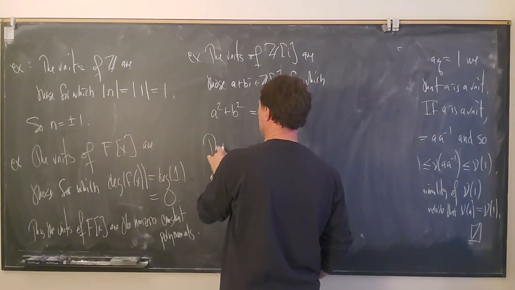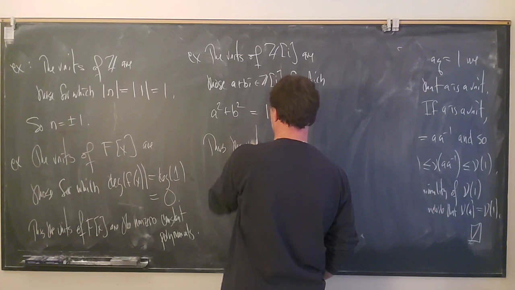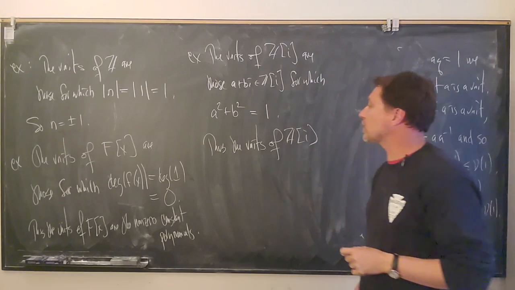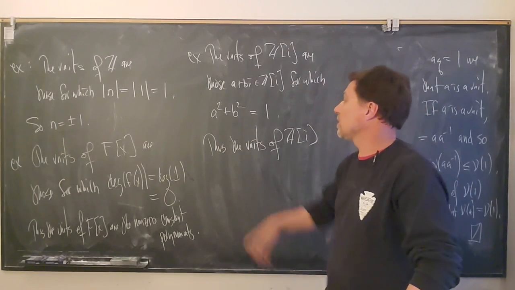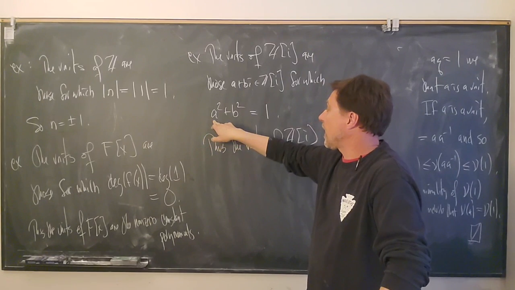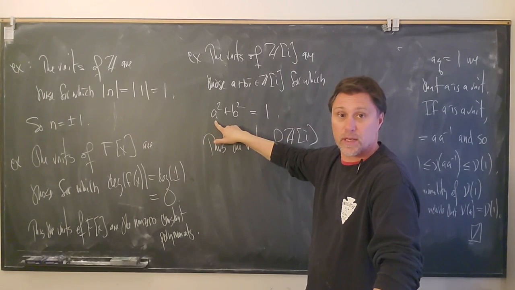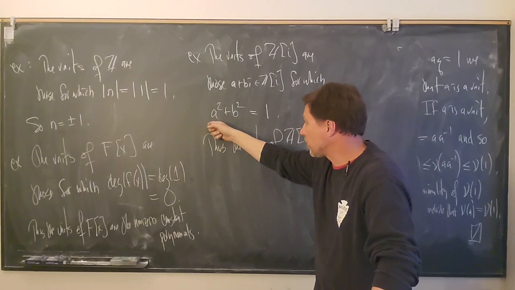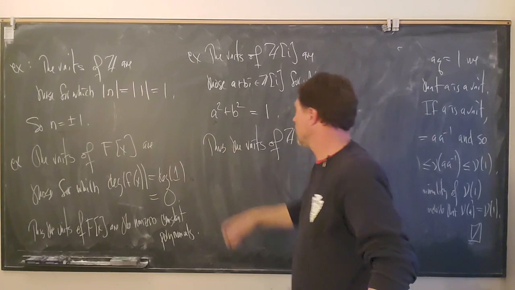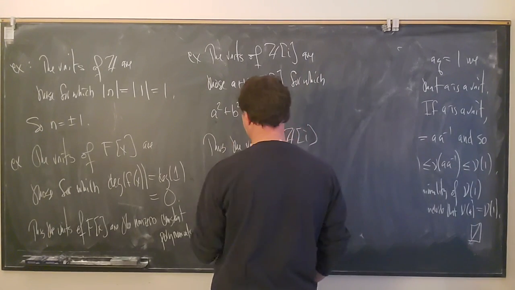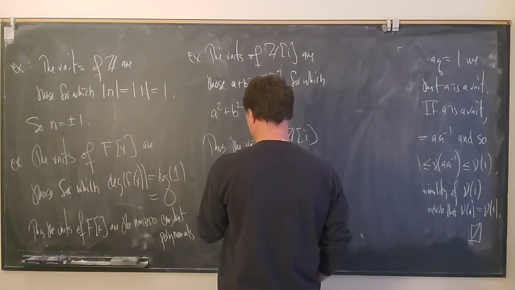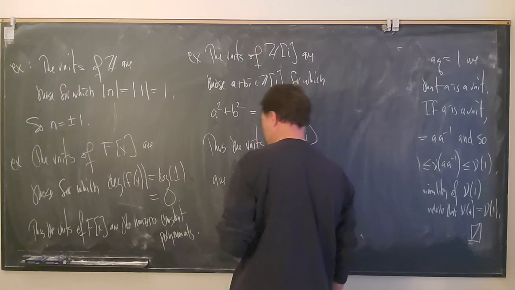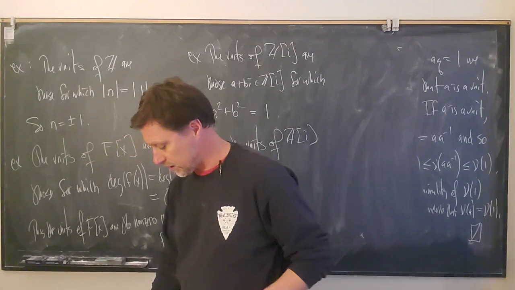Thus, the units of Z[i]: if I have a squared plus b squared equals 1, and we're working with the integers, that tells us that a has to be plus or minus 1 and b equals 0, or a equals 0 and b equals plus or minus 1. So that tells us the units of Z[i] are, well, let's just list them out here. They're plus or minus 1 and plus or minus i. So there's exactly 4 units in Z[i].